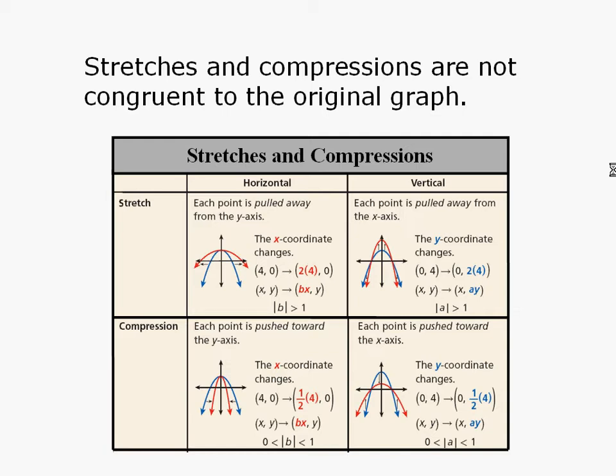For a vertical stretch, each point is pulled away from the x-axis, so the y-coordinate changes. With a vertical compression, each point is pushed toward the x-axis. The a value, or the amount that the graph is stretched or compressed, if the absolute value of a is greater than 1, you have a stretch. If the absolute value of a is between 0 and 1, then you have a compression.